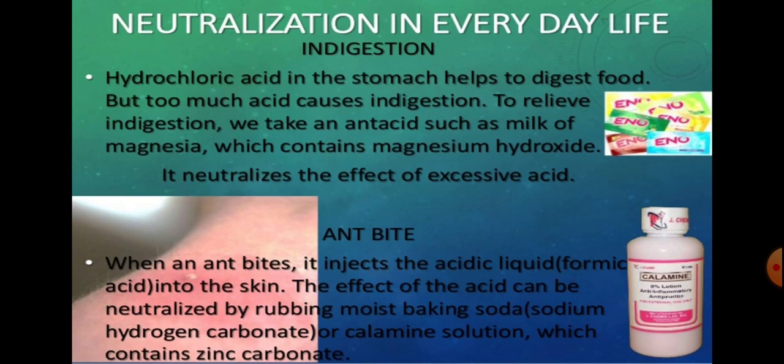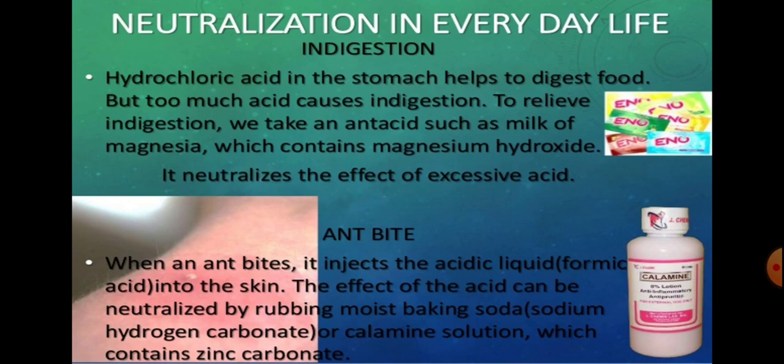In order to cure this indigestion and get rid of the pain, we can take bases called antacids. Antacid means anti-acid. A common antacid used for curing indigestion due to acidity is milk of magnesia. Okay, it neutralizes the effect of excessive acid.